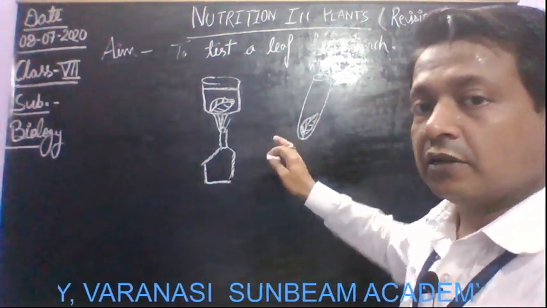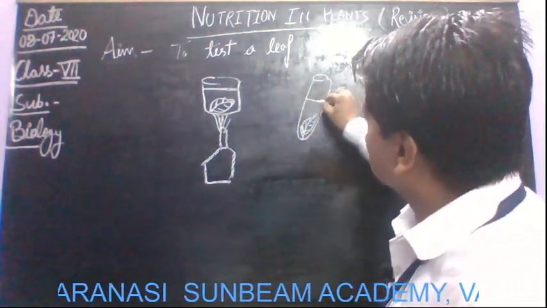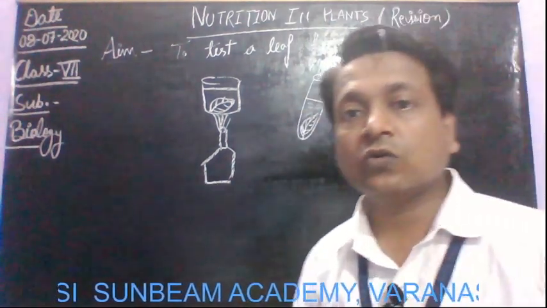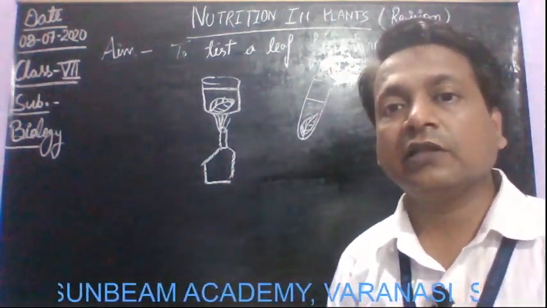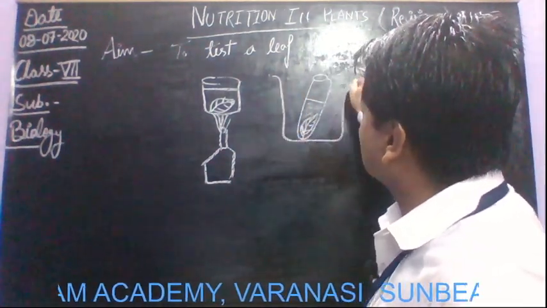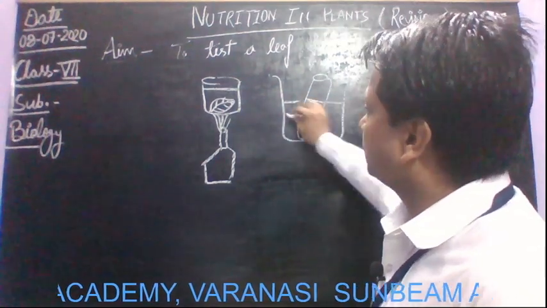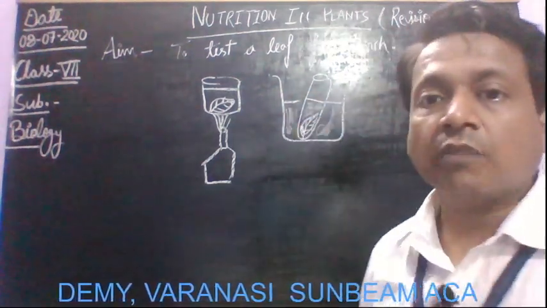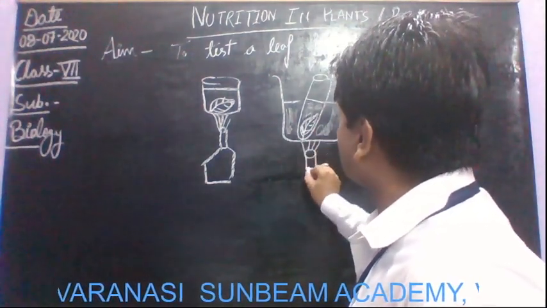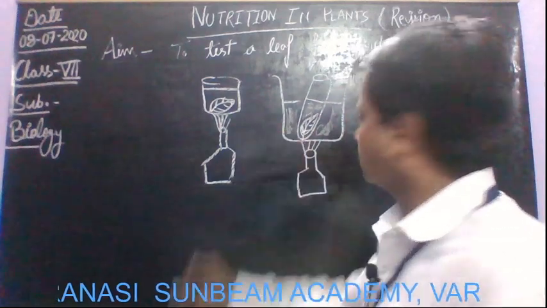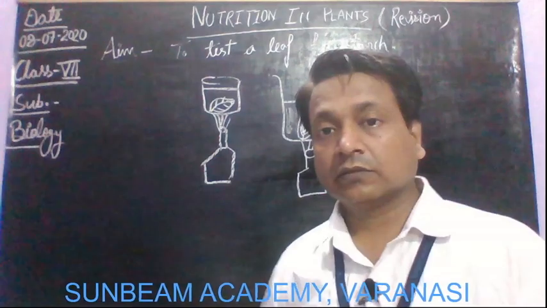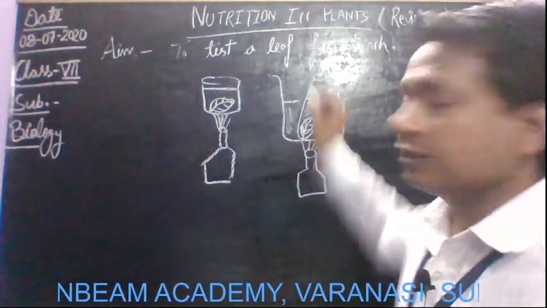and fill alcohol in this test tube, and place this test tube with the leaf and alcohol in a beaker. Put water in the beaker and warm the water. We will heat this setup until the alcohol starts boiling.